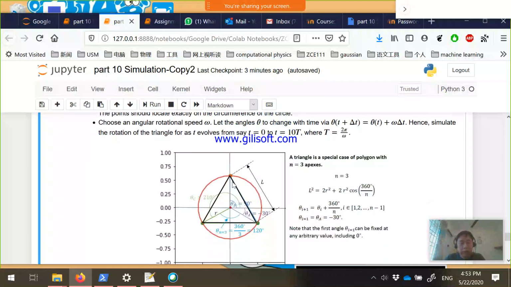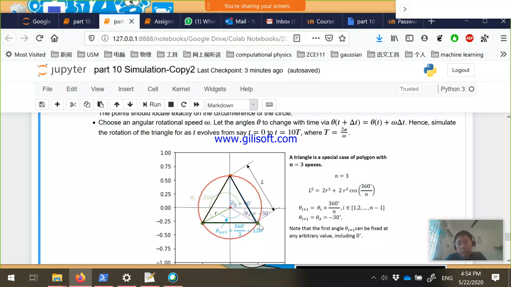For this case the triangle has 3 points, so I label this n as 3: 1, 2, 3. You have n equals 3. If it's 4 points, then it becomes a square inscribed inside a circle. Now once you have drawn the geometry, you need to know how to assign the coordinates. You need to know the coordinate of this point, this point, and this point.